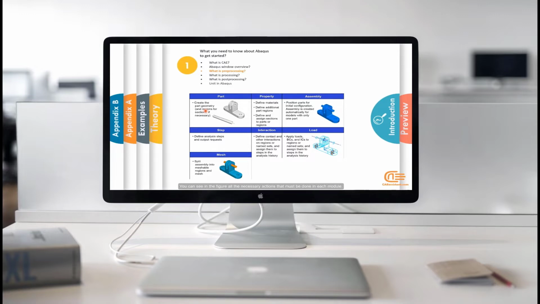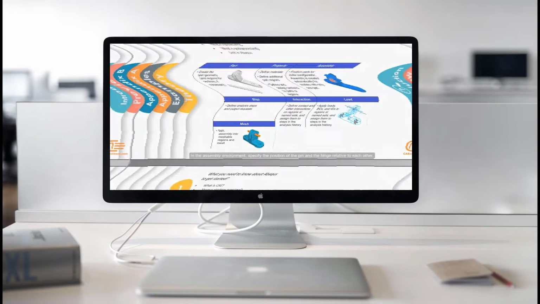You can see in the figure all necessary actions that must be done in each module. For example, in the part module, our model must be designed or imported. In the property module, material must be created and assigned to sections. In the assembly environment, specify the position of the pin and the hinge relative to each other.